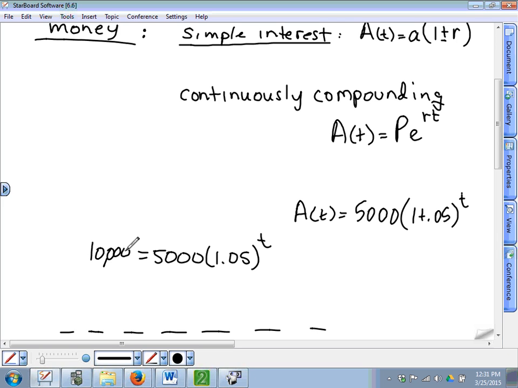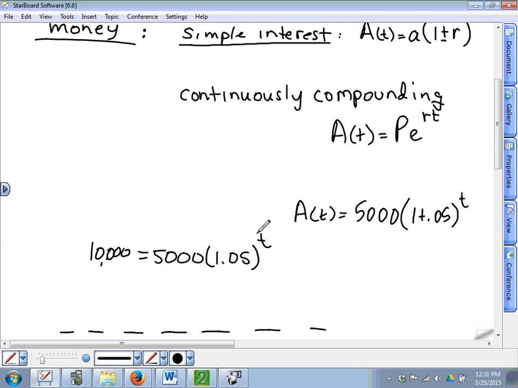So 10,000. It's just an equation to solve. You guys solved a few of these on the quiz that you did pretty good on. Right? This is not something that you shouldn't be able to do right now. You should be able to solve this. What are we solving for?